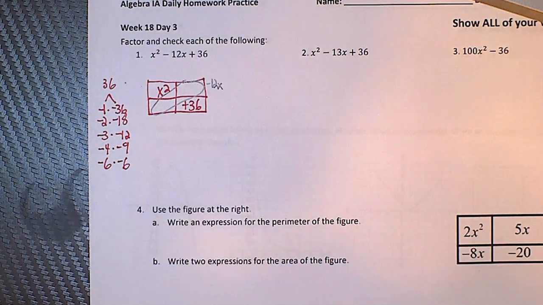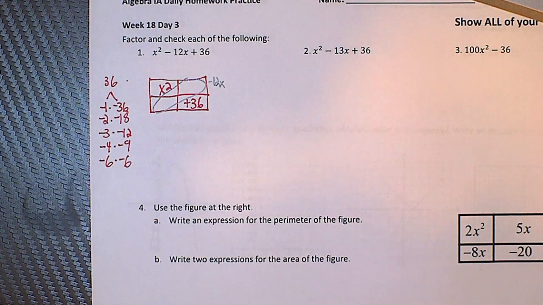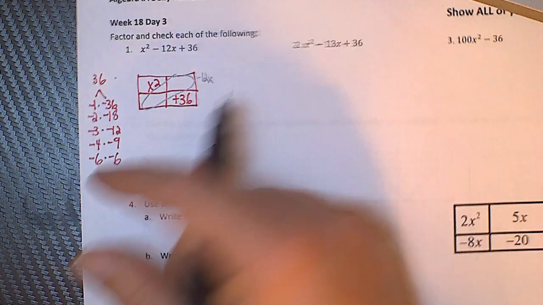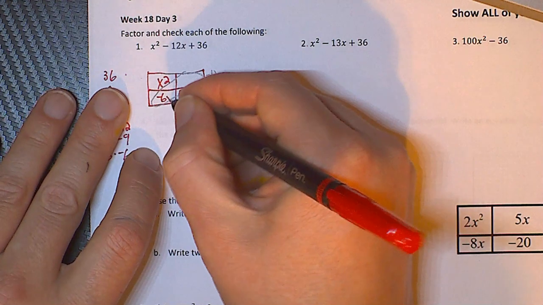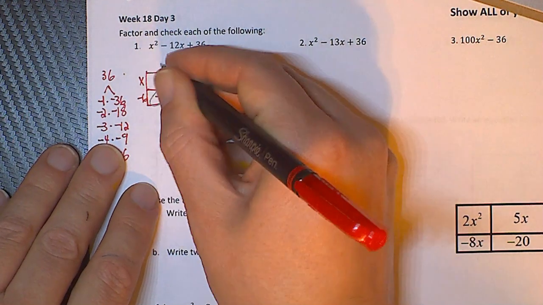They call this a perfect square trinomial. And it says check it for each one of them. So I finally found negative 6x, x minus 6.